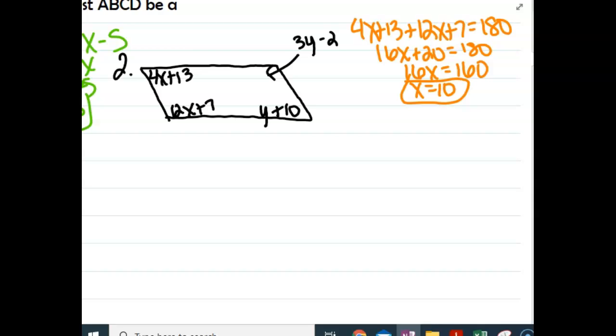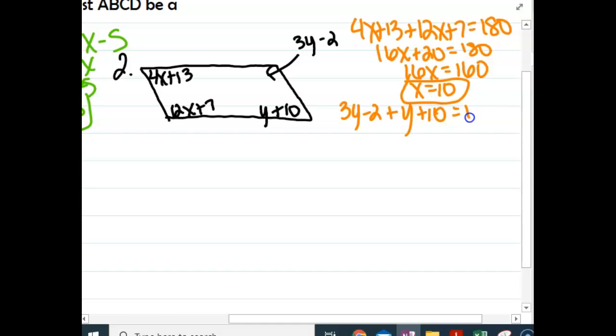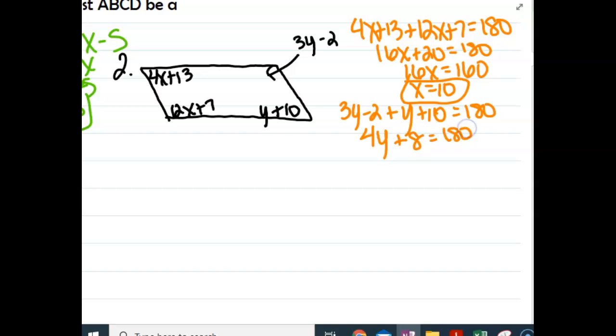Now we still have to find y, but notice the same thing's going to happen over here. 3y minus 2 plus y plus 10. See how they both have y's in them? I could do 3y minus 2 plus y plus 10. They would also have to equal 180. 3y plus y is 4y. Negative 2 plus 10 is plus 8, which equals 180. Two-step equation, so subtract 8. So 4y equals 172. And divide by 4, we should get y equals 43.